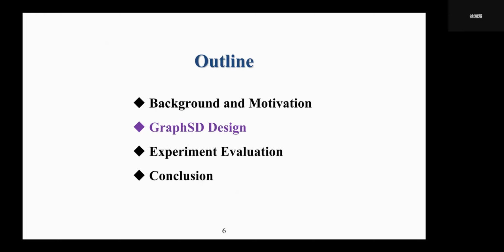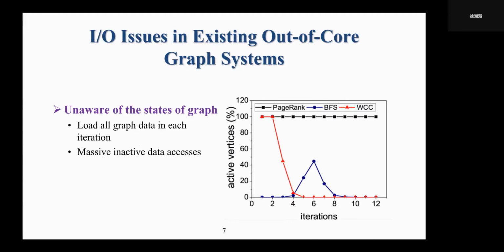Next, we introduce the motivations of our work, which stem from the following observations. First, existing out-of-core graph processing systems ensure the data access locality by sacrificing the I/O amount. Specifically, they load all graph data in each iteration to realize the sequential data access. However, many graph algorithms only need to access a small portion of graph data.